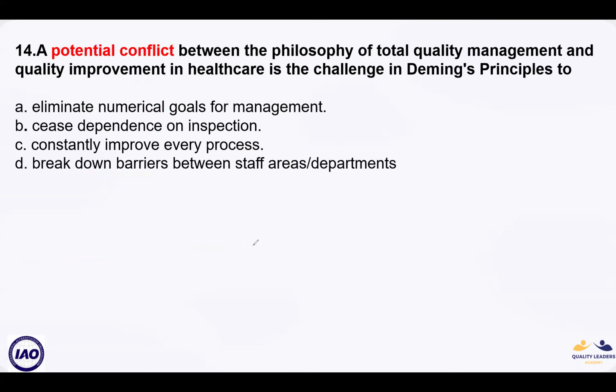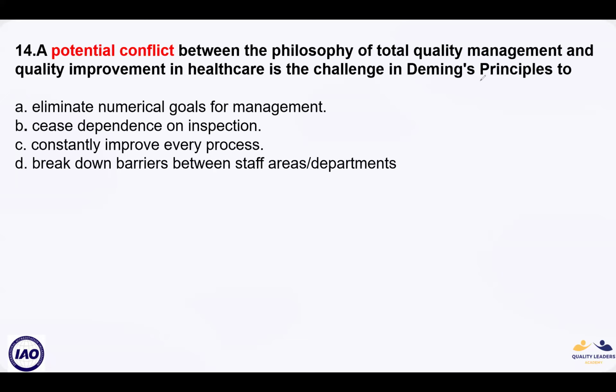Now, coming to question number 14. A potential conflict between the philosophy of total quality management and quality improvement in healthcare is a challenge in Deming's principle to, right. So here, understand this particular question. This is one of the slightly confusing questions. Here it's asking which of Deming's specific principles creates a potential conflict when applied to healthcare quality, right?